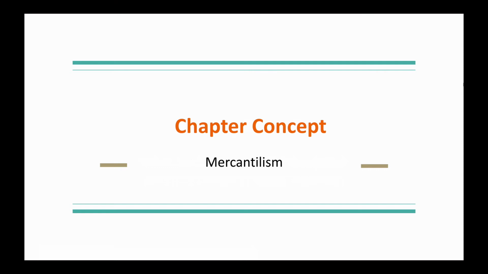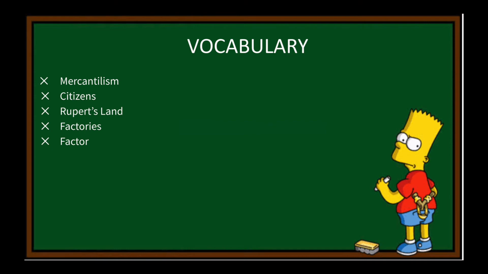A lot of vocabulary words this time around. Chapter 1 had over 20. Chapter 2 had over 20. Chapter 3 only has these ones: mercantilism, citizens, Rupert's Land, factories, and factor. Well, I'm going to give you the first one right now.